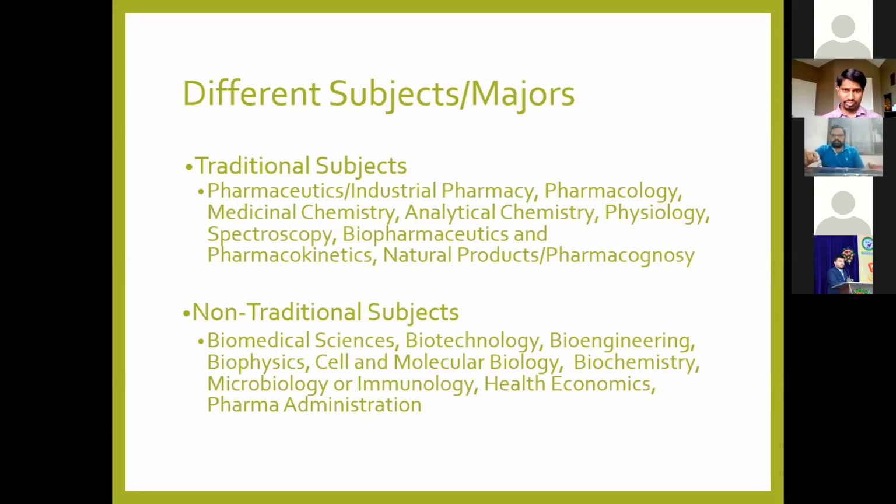So typically when you are a pharma graduate, you are aware of these traditional subjects like pharmaceutics or industrial pharmacy, pharmacology, medicinal chemistry, analytical chemistry, pharmacokinetics, biopharmaceutics, and pharmacognosy, right? These are typical subjects that we have studied in our curriculum. Now, there are other non-traditional subjects for which you can go for master's or PhD, which are like biomedical sciences. Like my PhD is in biomedical sciences. Then biotechnology, bioengineering, biophysics, cell and molecular biology.